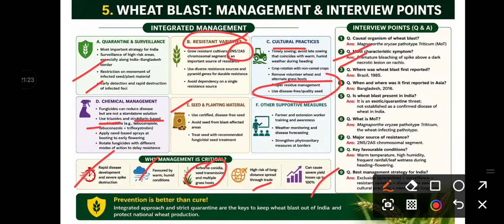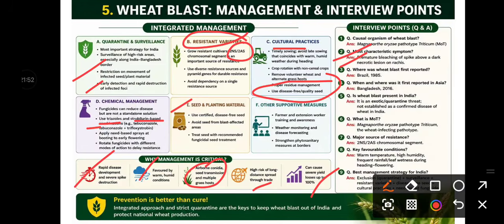Is wheat blast present in India? Answer: it is an exotic quarantine threat, not established as a confirmed disease of wheat in India. Then, what is MOT? MOT means Magnaporthe oryzae pathotype Triticum, the wheat infective pathotype of Magnaporthe oryzae. Then the major source of resistance is the 2NS by 2AS chromosomal segment.